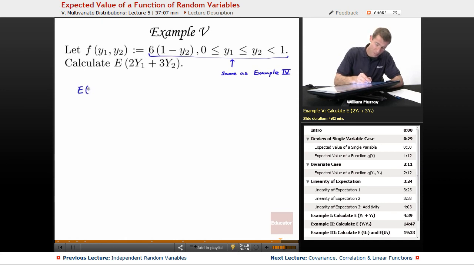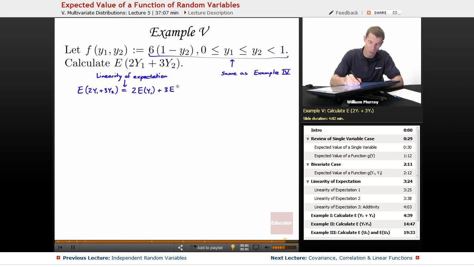So the expected value of 2y1 plus 3y2, the trick here is not to do an integral, but to use linearity of expectation. That was something that I introduced you to on the third introductory slide to this lecture, linearity of expectation. And it's super useful for problems like this. I should spell expectation right since it's such a useful concept. Linearity of expectation says you can distribute and split up this expected value into 2 times the expected value of y1 plus 3 times the expected value of y2.